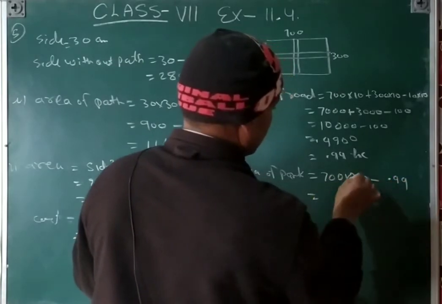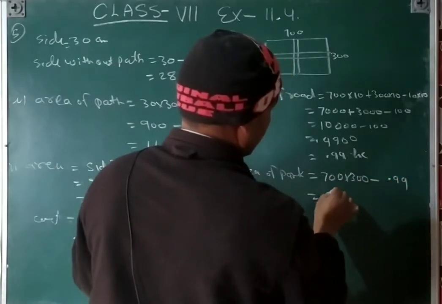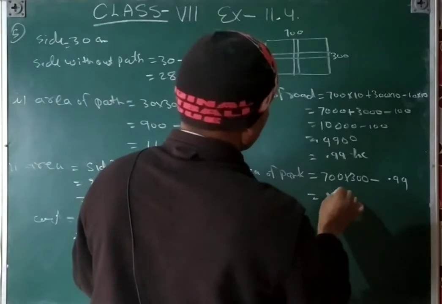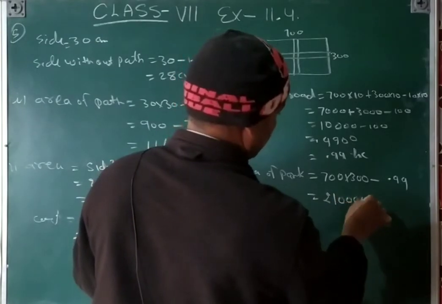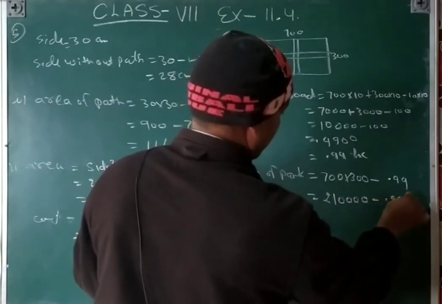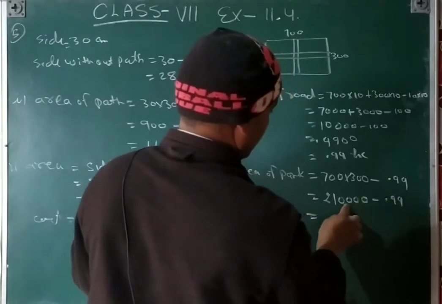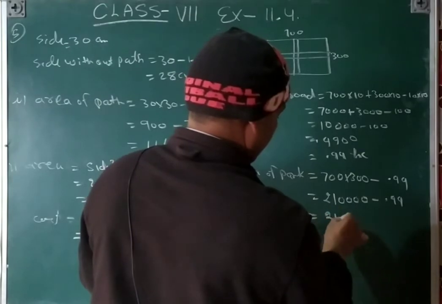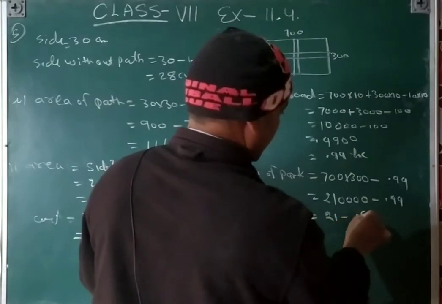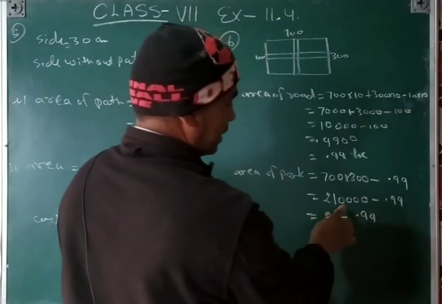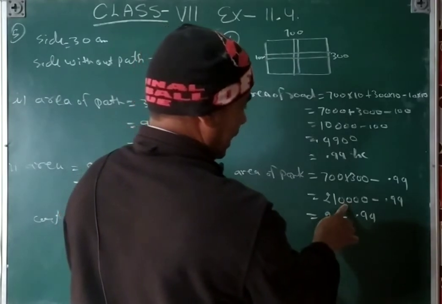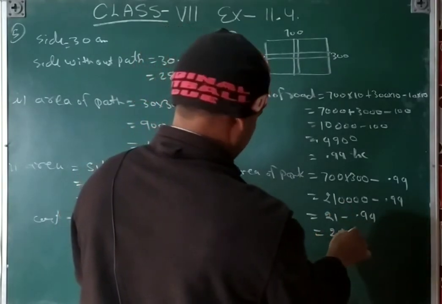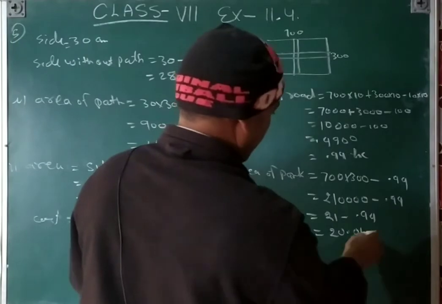So 7 3s are 21, that is 21 minus 0.99. This one we have converted into hectare. So that will be 20.01 hectare.